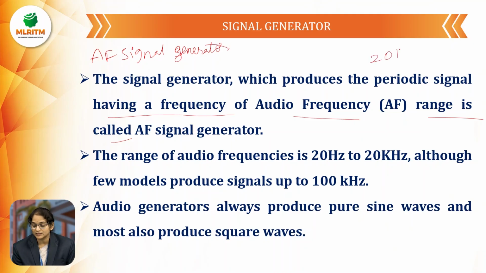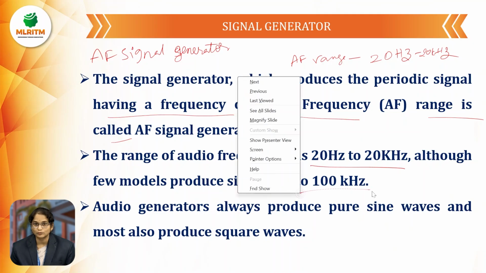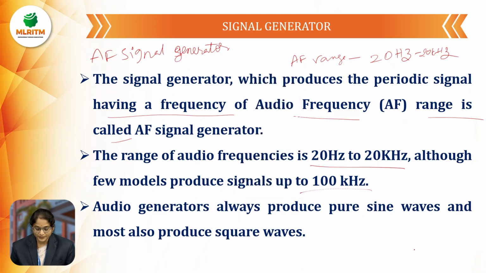What is the AF range? The AF range is 20 Hz to 20 kilohertz. Within that range only we are going to generate a signal with the help of this audio frequency signal generator. A few models produce signals up to 100 kilohertz also. The audio generator always produces a pure sine wave, and most also produce a square wave.